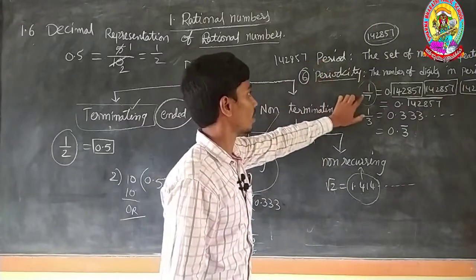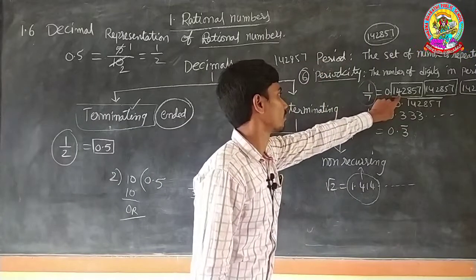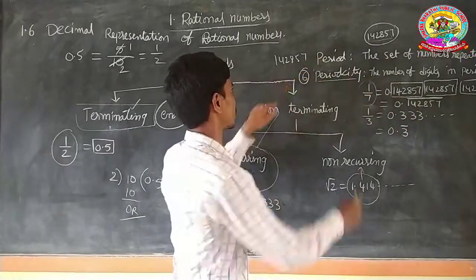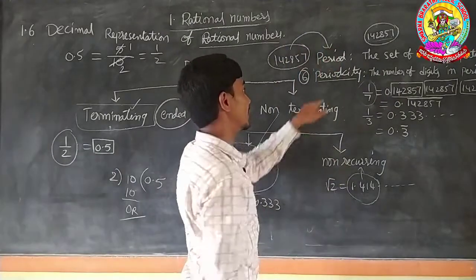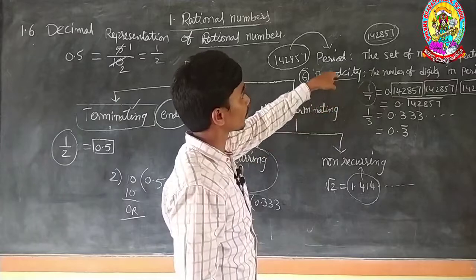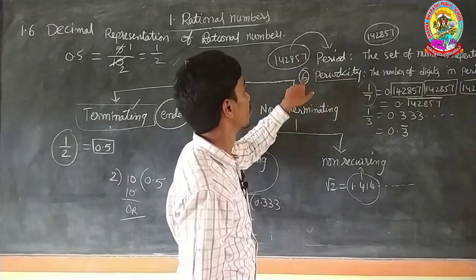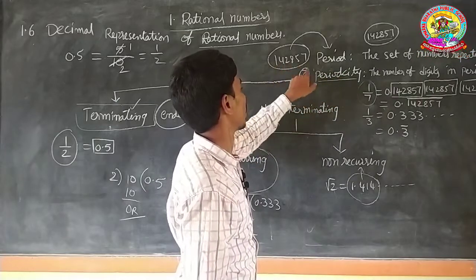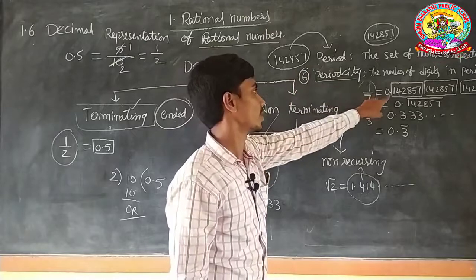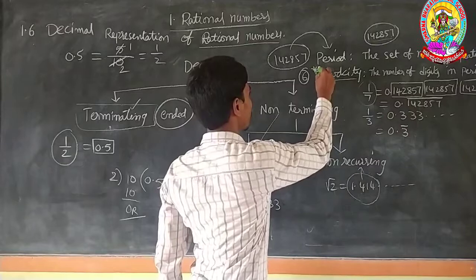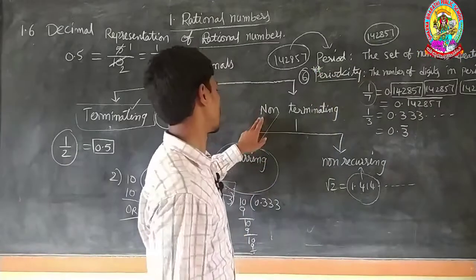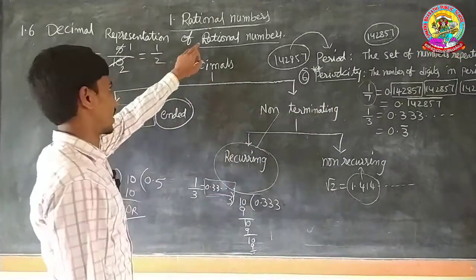Period means the digits which are repeating. Here 142857 is repeating, so that is the period. Periodicity means how many digits in that period are repeating. 6 digits are repeating in this decimal number, so that is the periodicity. Periodicity is important to convert a non-terminating recurring decimal into a rational number.